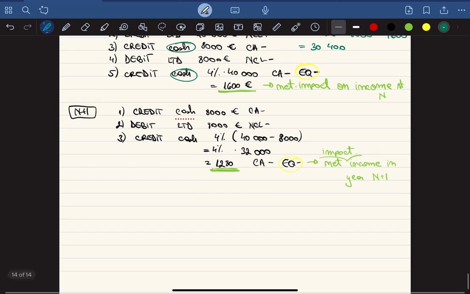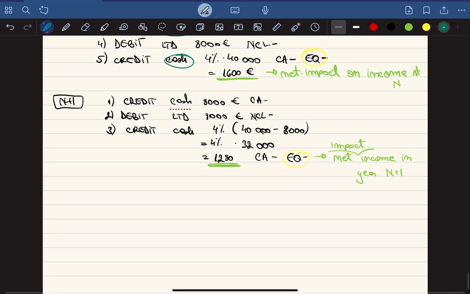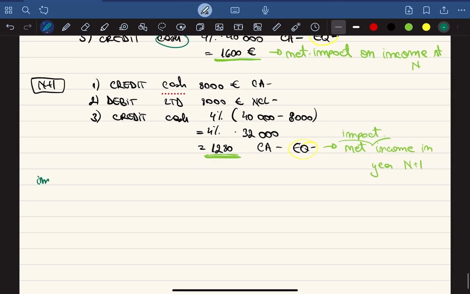Now in year N+1, the impact on cash. We'll look again just at the cash. And now there's no loan, so it's just what you pay back from it. So it's minus 8,000 the reimbursement, minus 1,280, which is minus 9,280 euros.